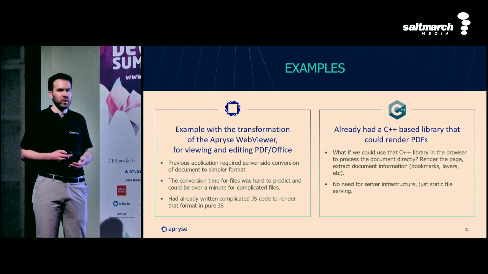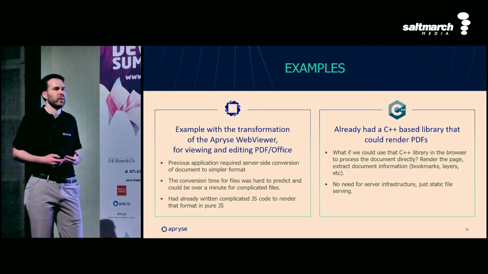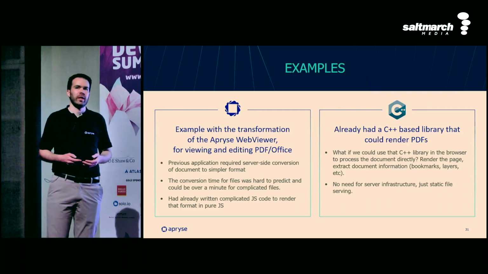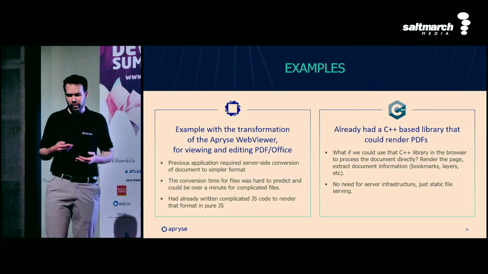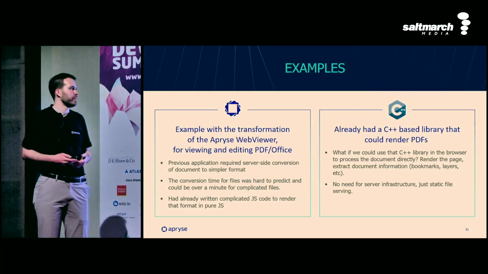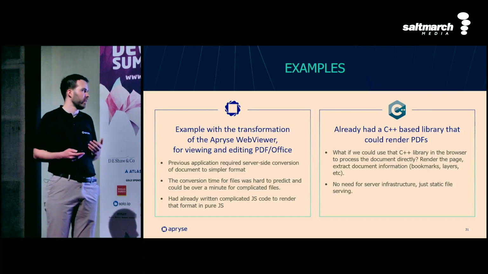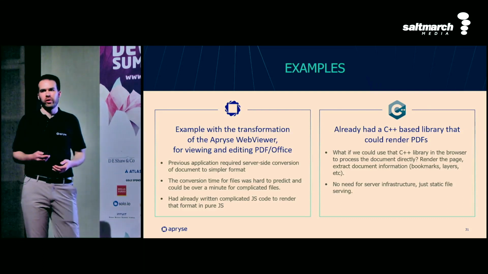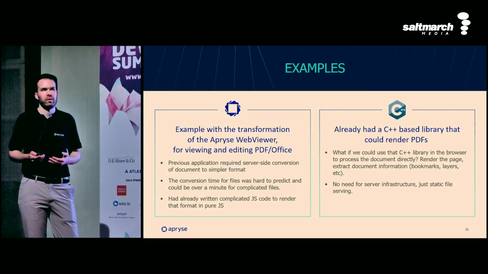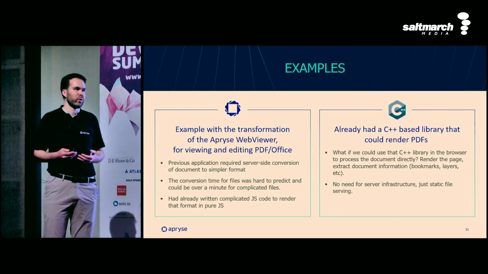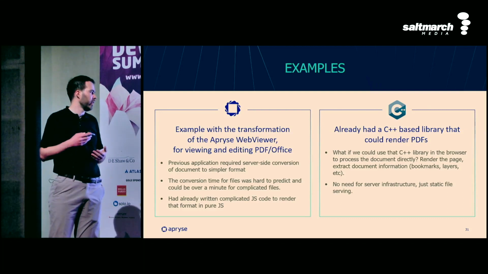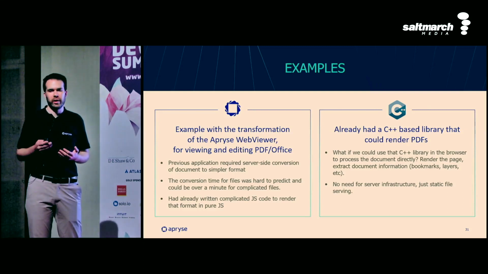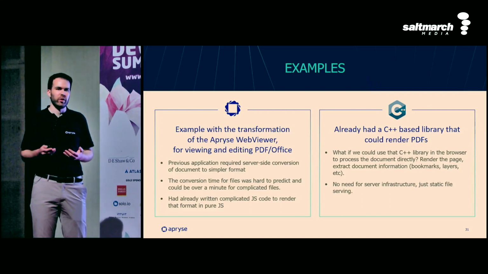So now a bit deeper example with actually our Parizeau web viewer. The Parizeau web viewer is for viewing and editing PDFs and Office files and other file types as well. Our previous application actually required a server-side conversion. So we would do a server-side conversion of, say, the PDF file, convert it to a simpler format, and then have our JavaScript code download and parse that simpler format. We'd be able to render it in the client.